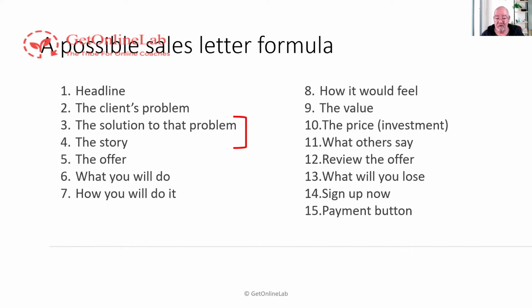Use of testimonials, which is what item 11 is about. The review of the offer is reminding them what they're going to get. Again, you're nudging the pain point again with item 13. What are you going to lose? And then you ask for the business: sign up now, and you would have a payment button. Now we're going to delve into these in a little bit more detail as we go through.